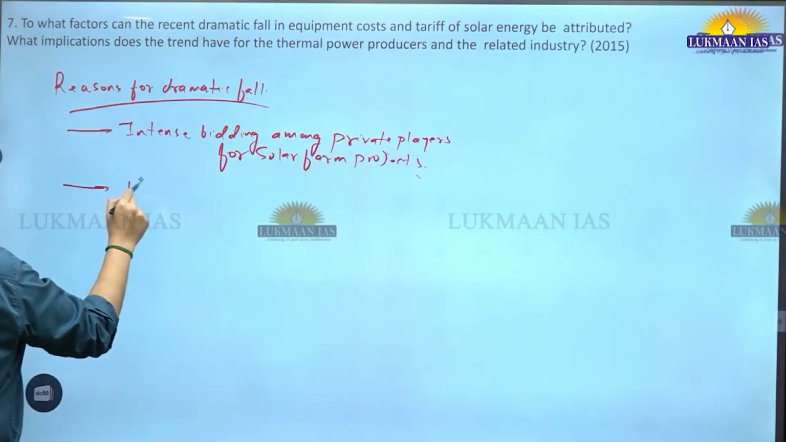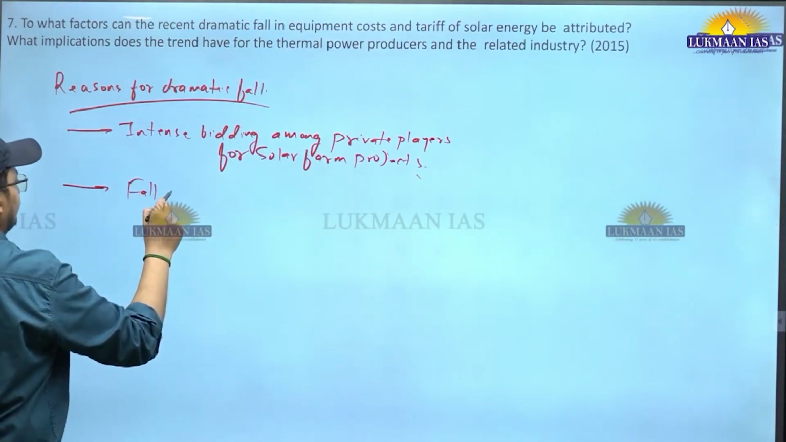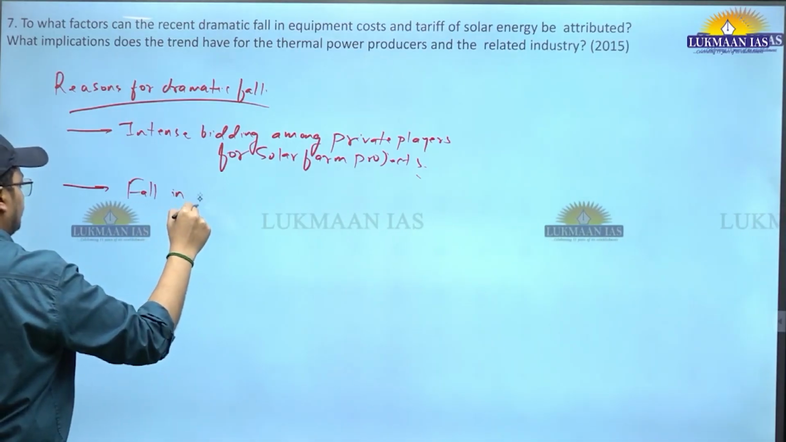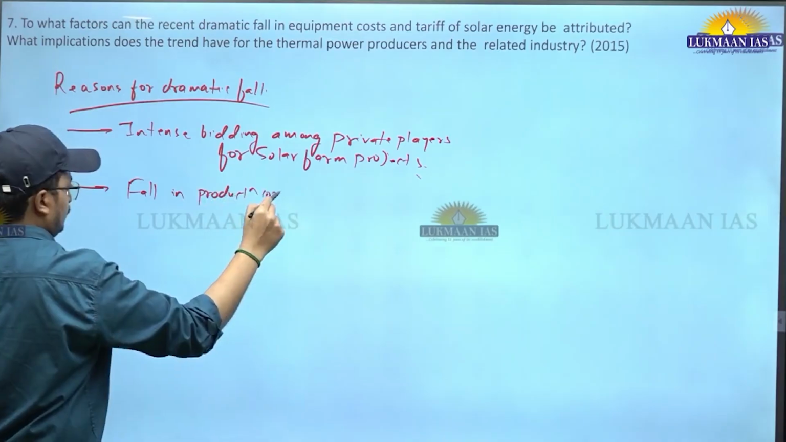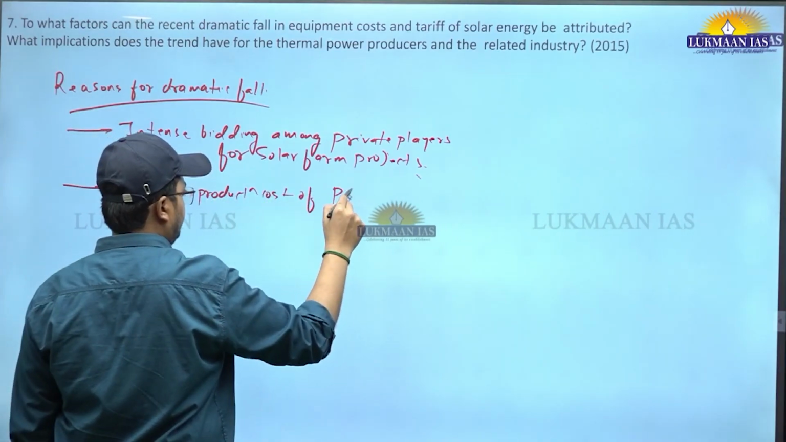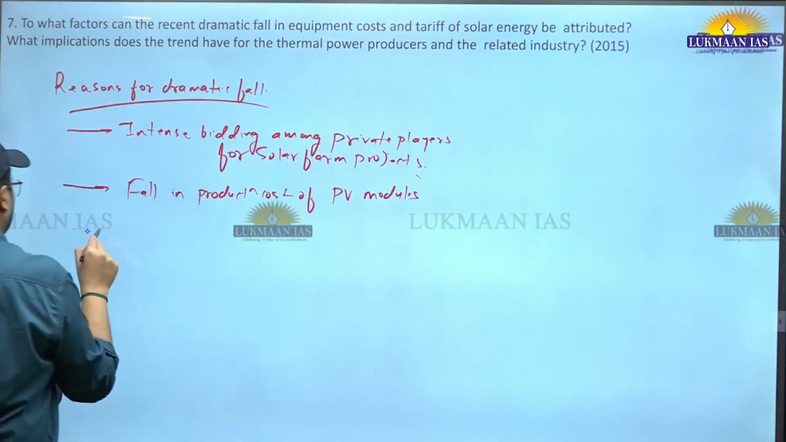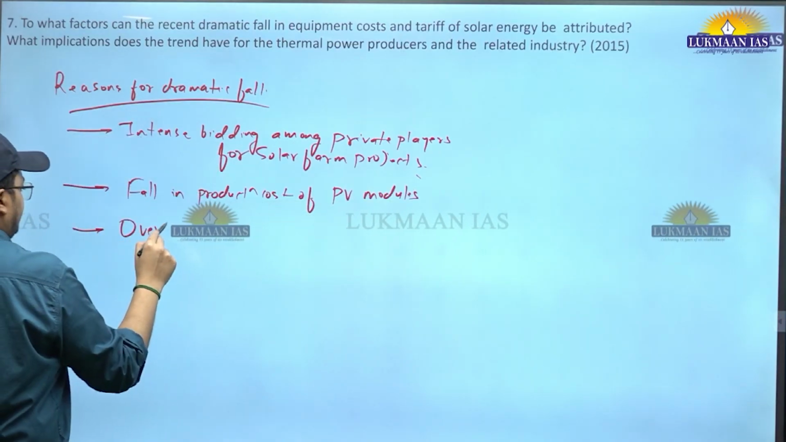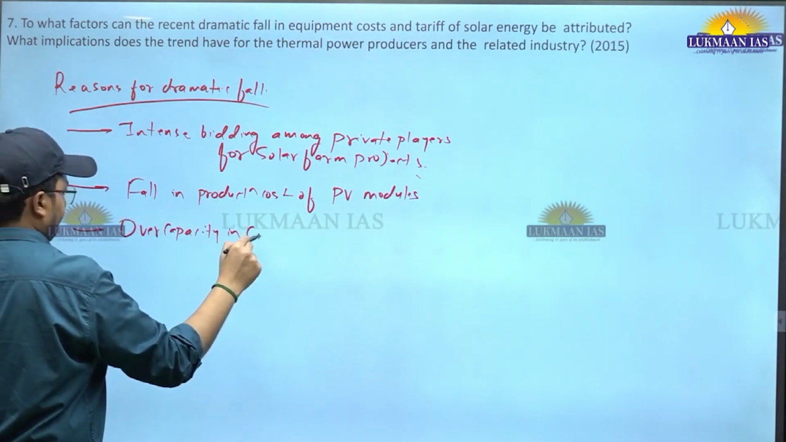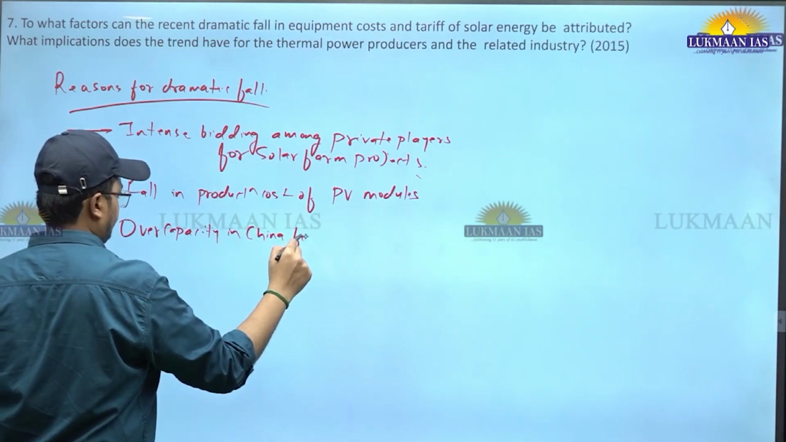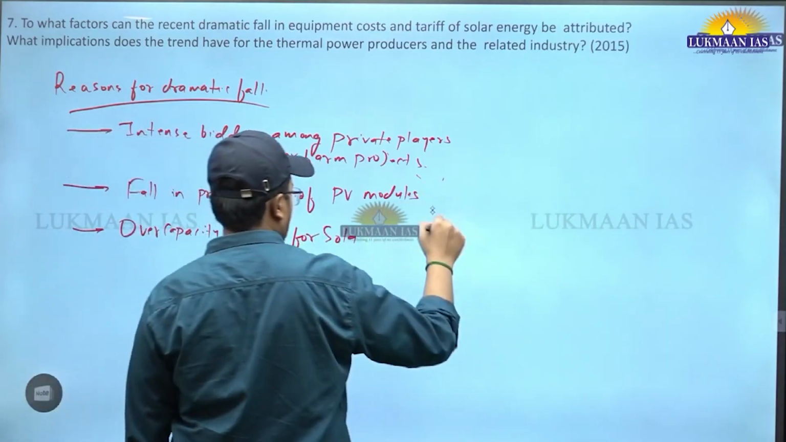Second, fall in production cost of PV modules. Third, overcapacity in China, and also domestic manufacturing.